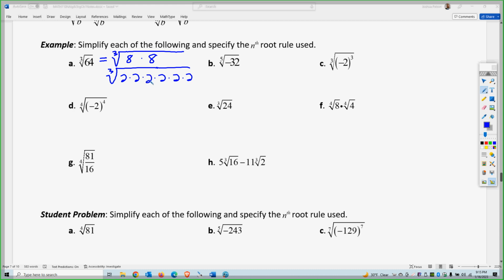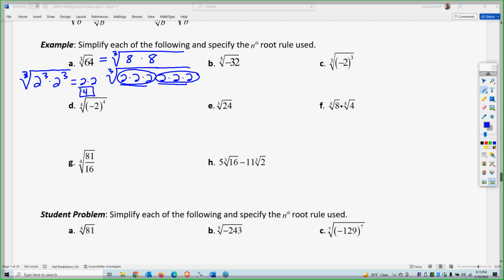So if I rethink what that really means, that is the third root of 2 to the third and 2 to the third, okay? Because I have two groups. So what I'm really looking for is groups of 3 this time because the index is 3. So that really gives me an answer of 2 times 2, for an answer of 4.